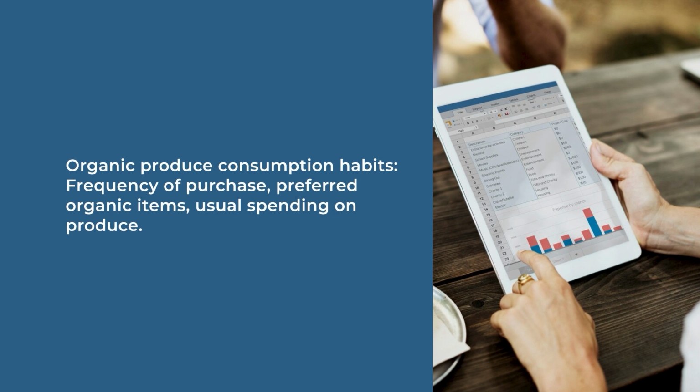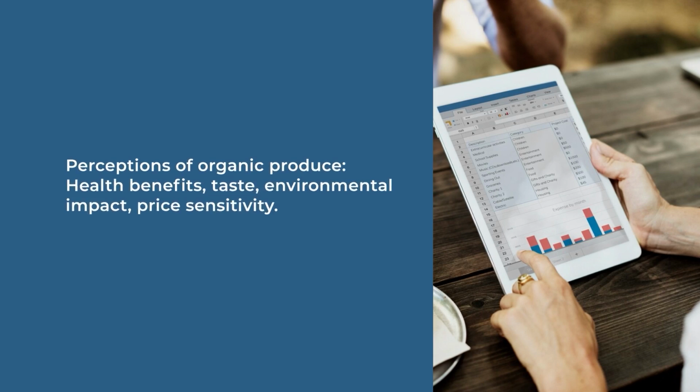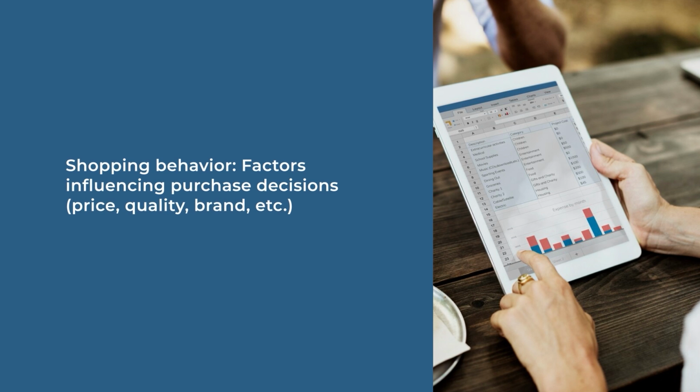For questionnaire design, a structured questionnaire may be developed to gather information on organic produce consumption habits such as frequency of purchase, preferred organic items, usual spending on produce. Other criteria for developing the questionnaire may be measuring perceptions of organic produce through health benefits, taste, environmental impact, price sensitivity, and one dimension of the questionnaire may be based on shopping behavior, such as factors influencing purchase decisions such as price, quality, brands and so on.